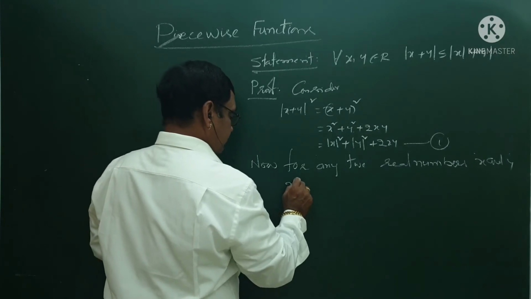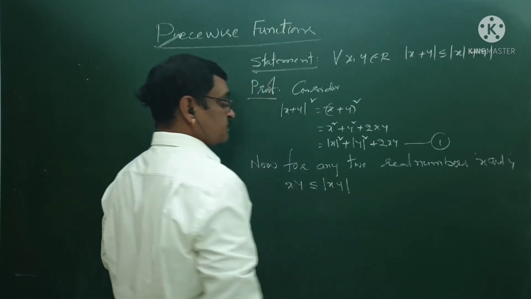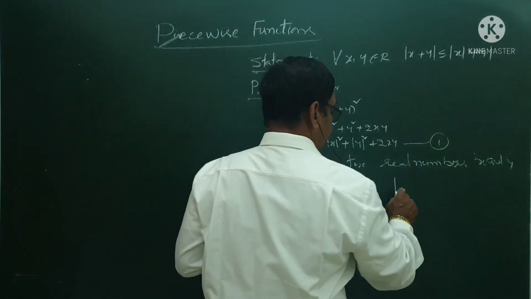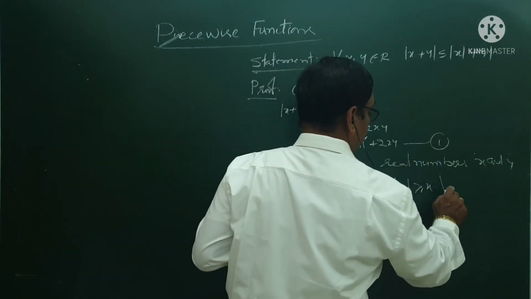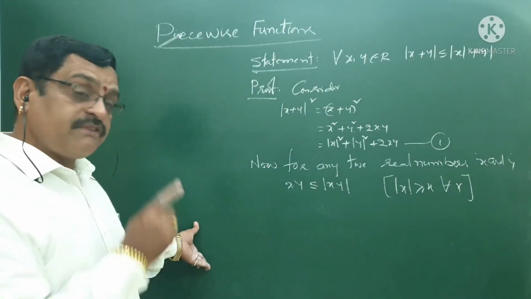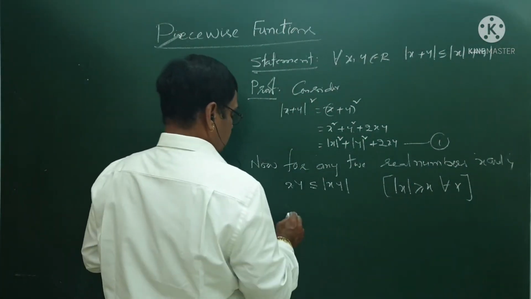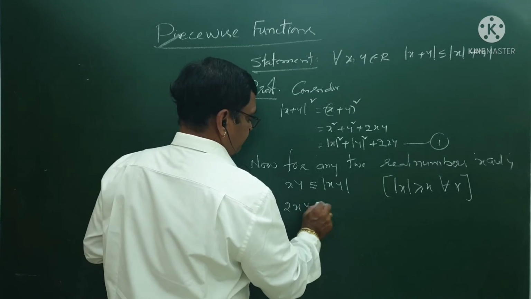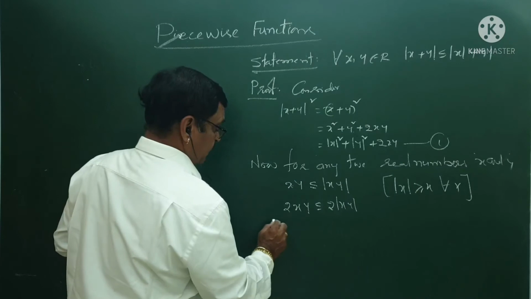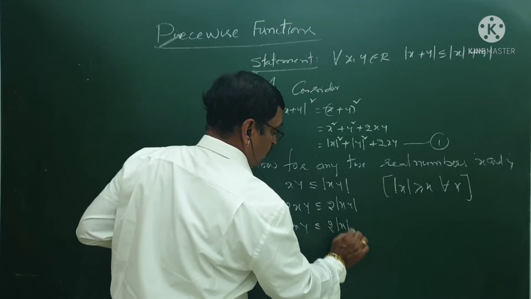Can I write my product xy is less than or equal to mod of xy? I have proof. Why? We have an identity. Because mod x is always more than or equal to x for all x. We have one property of this positive real number set. So xy is less than or equal to mod xy, or 2xy is less than or equal to 2 times mod xy, or I can write 2xy less than or equal to 2 times mod x into mod y.